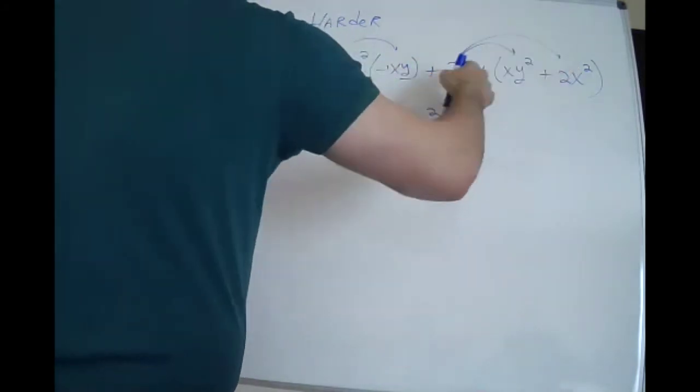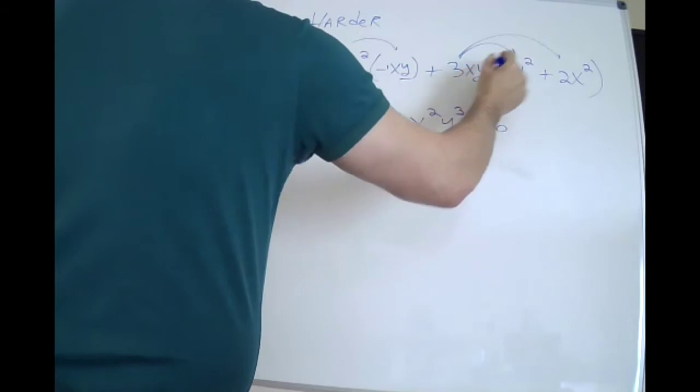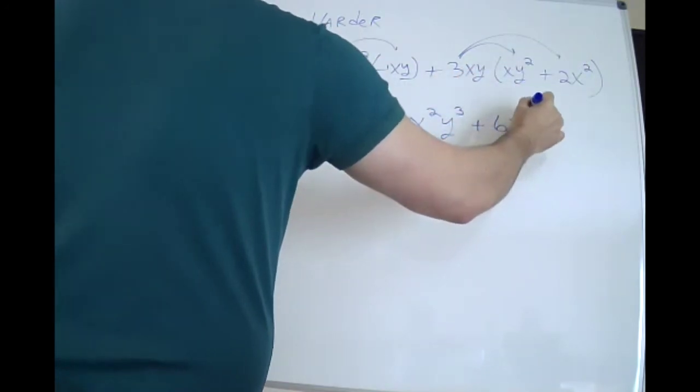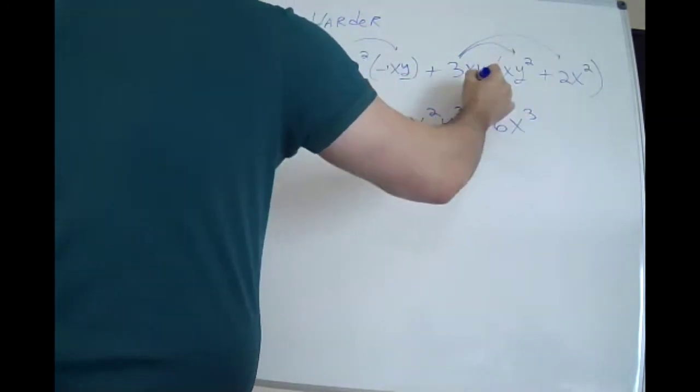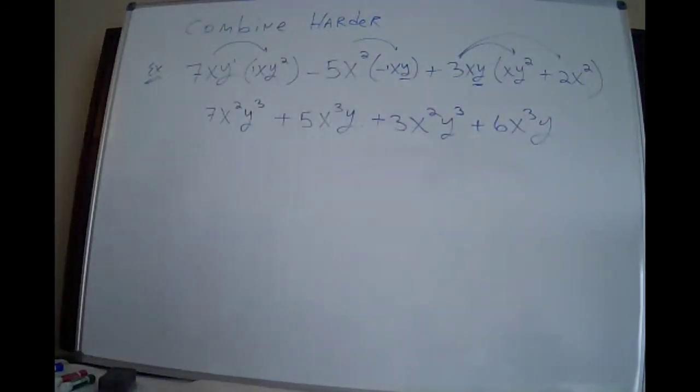Now here, I have 3 times 2 is 6. X times x squared is x to the 3rd. And then y, well, he goes along for the ride. And there you go. That's just the multiplication part. You have to be very careful with the numbers, the powers, and the signs. Take your time when you do the distributing so you don't screw it up.